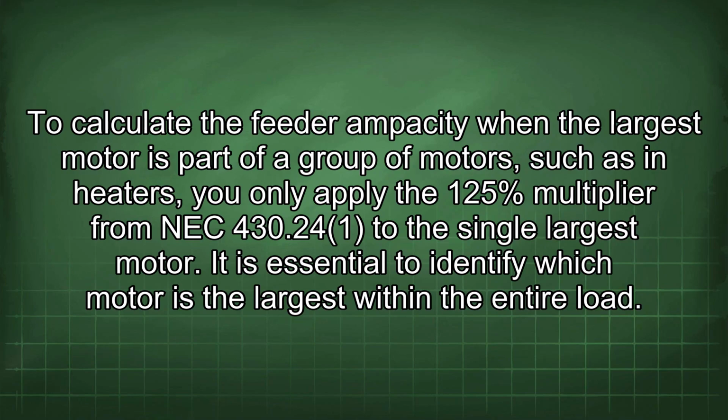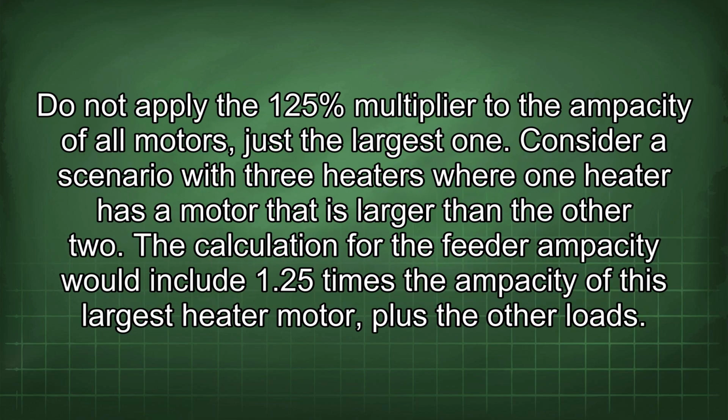To calculate the feeder ampacity when the largest motor is part of a group of motors, such as in heaters, you only apply the 125% multiplier from NEC 430.24 to the single largest motor. It is essential to identify which motor is the largest within the entire load. Do not apply the 125% multiplier to the ampacity of all motors, just the largest one.